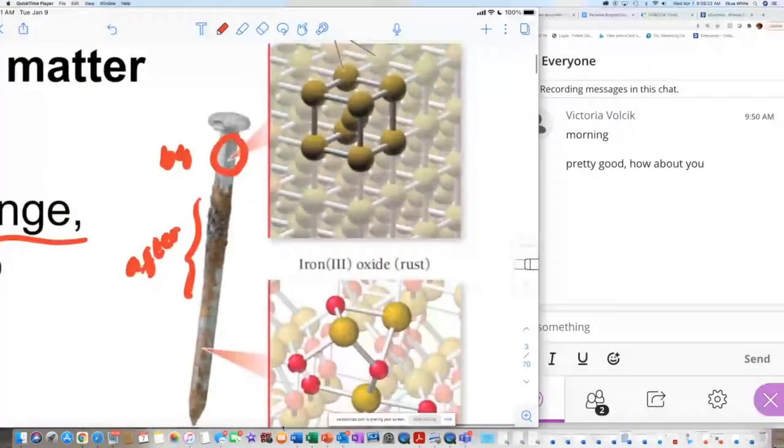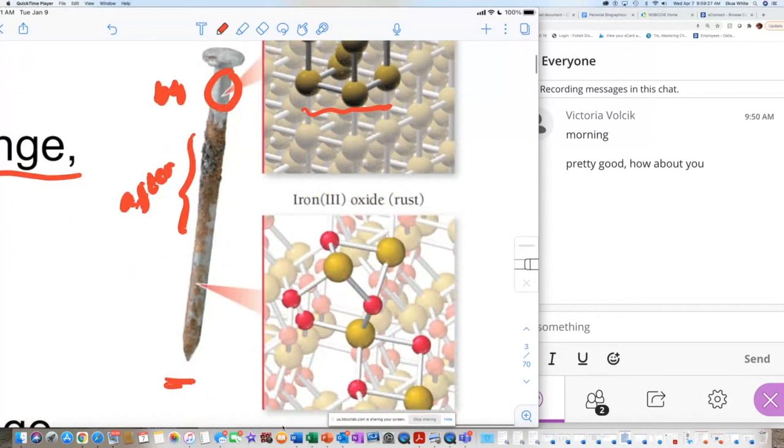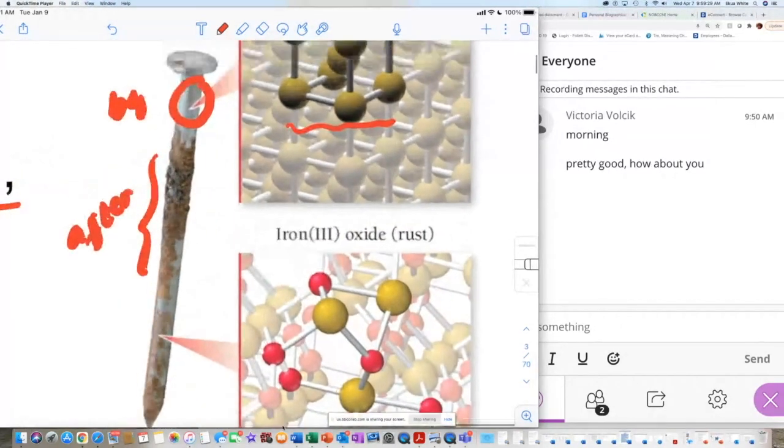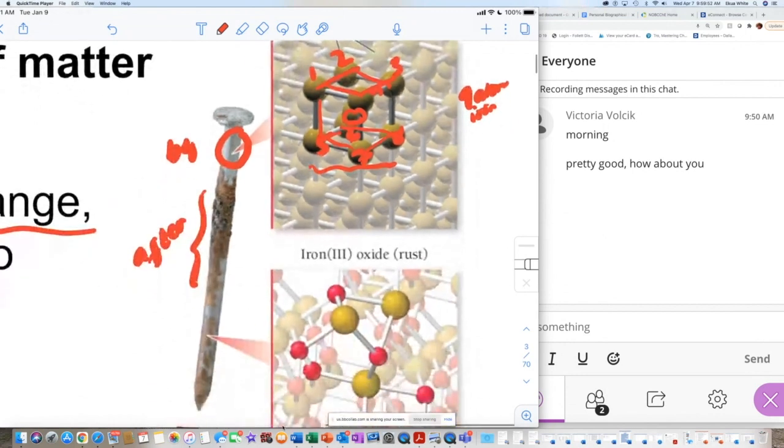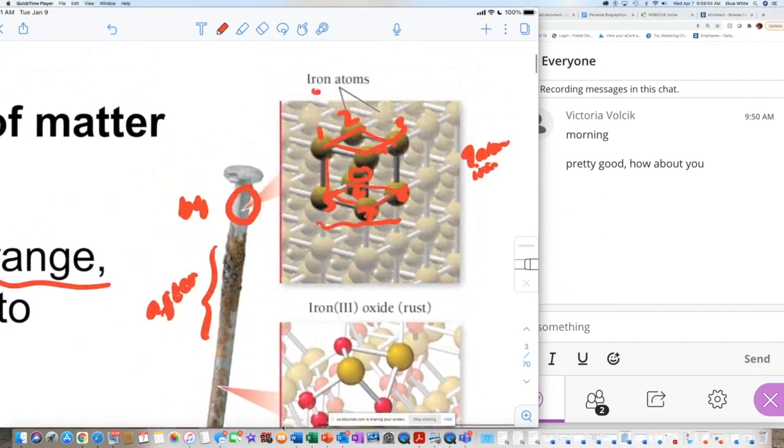So here are the iron atoms by themselves, and then once oxygen gets incorporated, you see the bonding is different, right? Over here in the beginning it looks like 8 iron atoms bonded together with one in the middle, right? 1, 2, 3, 4, 5, 6, 7, 8 with one in the middle. So you have 9 atoms of iron combined together when it's just the iron element by itself.